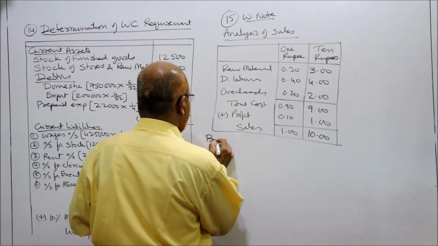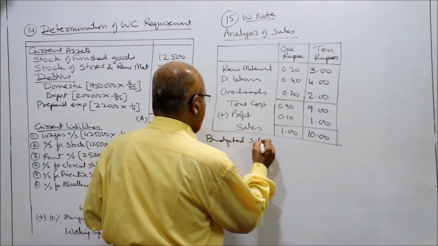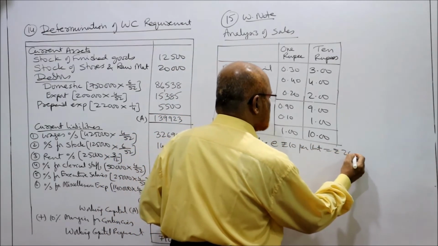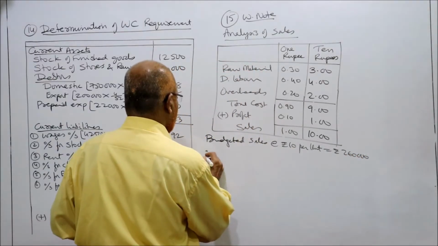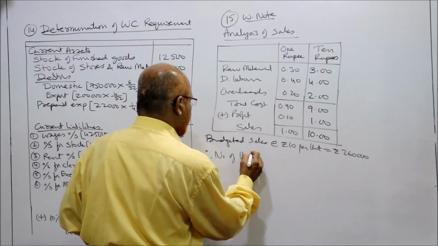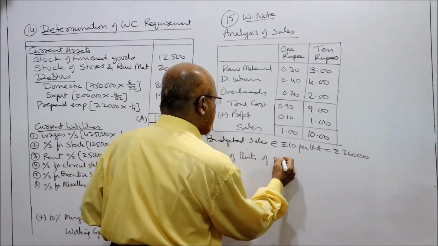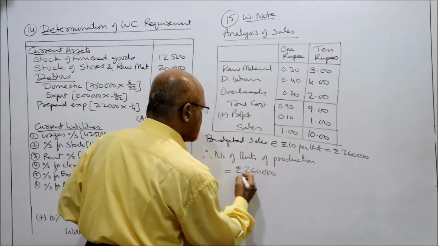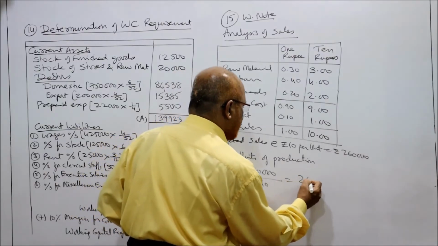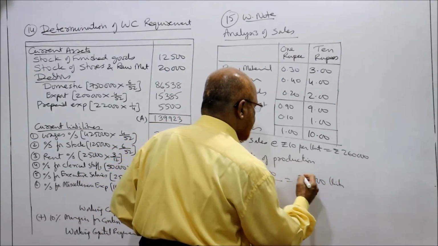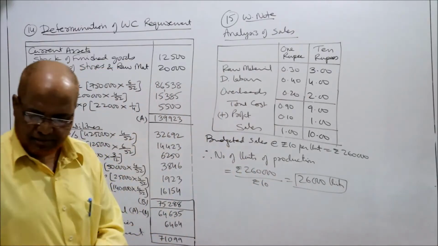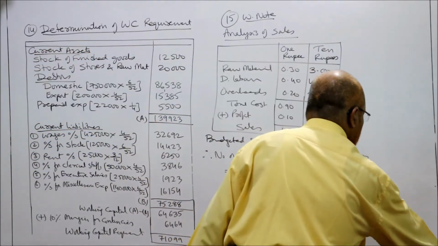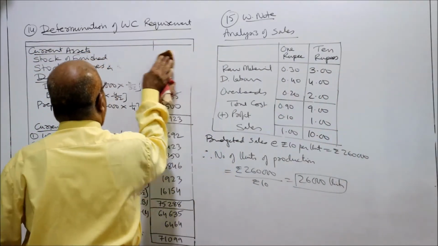Budgeted sales at the rate of rupees 10 per unit is equal to rupees 2,60,000. Therefore, number of units of production is equal to rupees 2,60,000 divided by rupees 10, 26,000 units. That's it. These are the basic calculations we require before estimating the requirement of working capital.